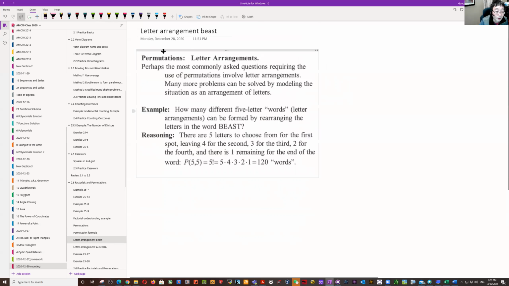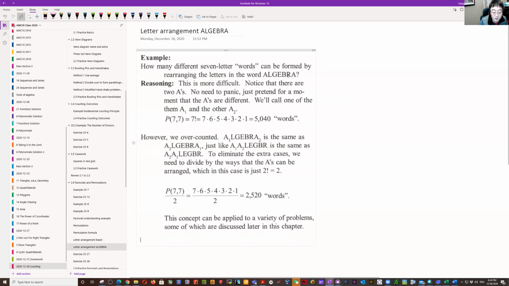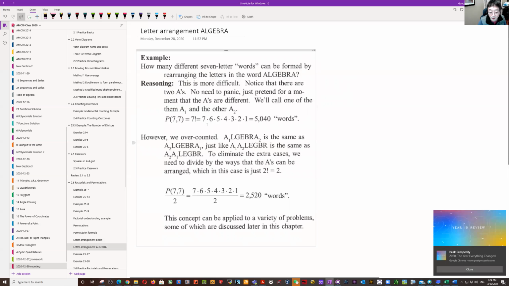And then there's letter arrangement. Letter arrangement is usually a full factorial, but actually has more variability. So for example, how to arrange algebra, because you actually have a repetition, because A and A, basically this became like 7 permute 7 divided by 2.